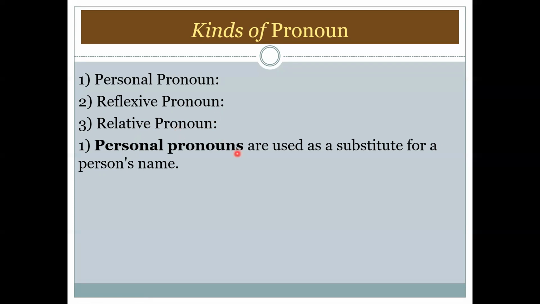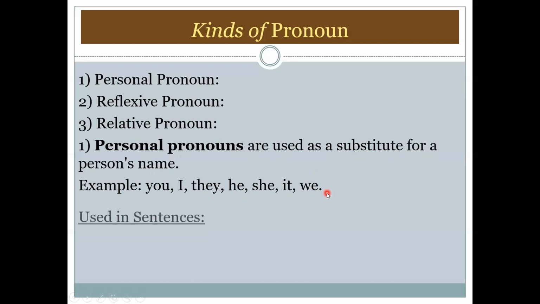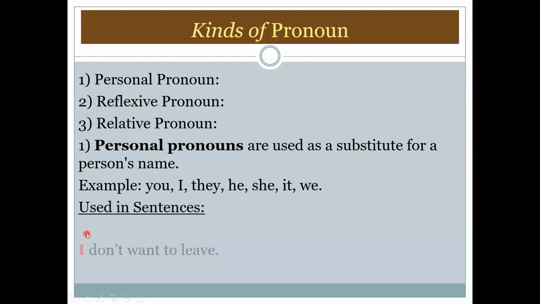Personal pronouns, dear students. Personal pronouns are used as a substitute for a person's name. For example, you, I, they, he, she, it, or we. Now, how is it used in a sentence? I don't want to leave. I is a substitute for a person's name.